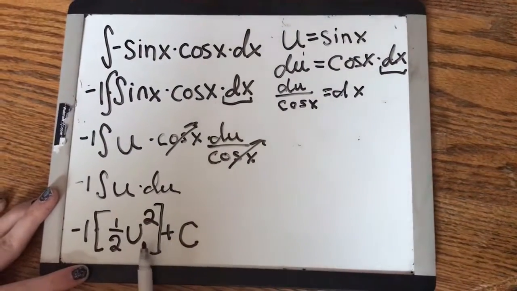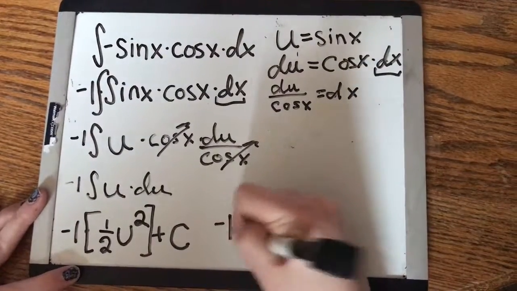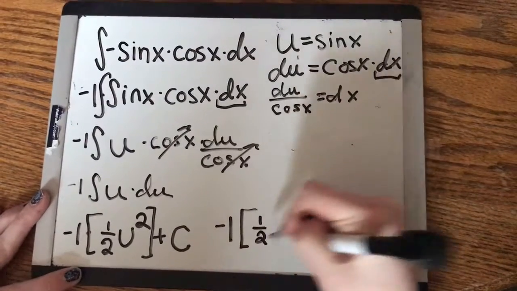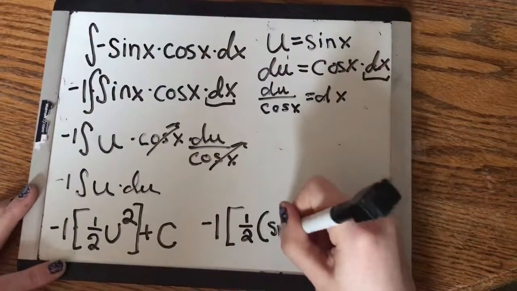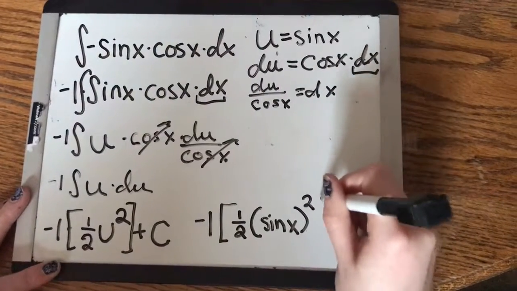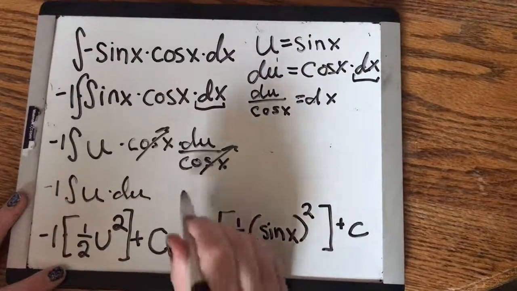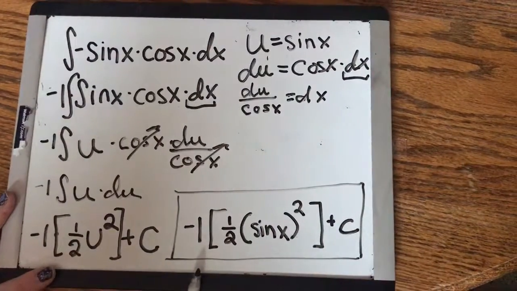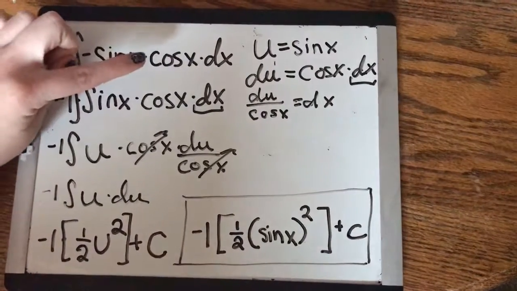And we can substitute for our u, which is sine of x in our original problem. So it's -1 times 1/2, and then for our u is sine of x squared plus c, which is our constant of integration since we don't have limits. And that is the answer to the integral of negative sine of x times cosine x dx.